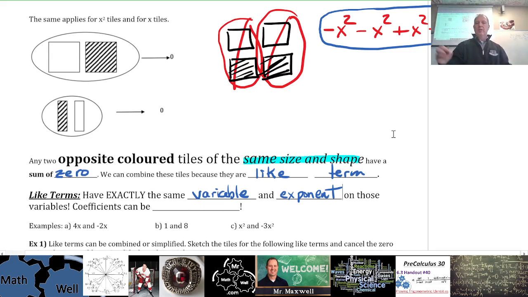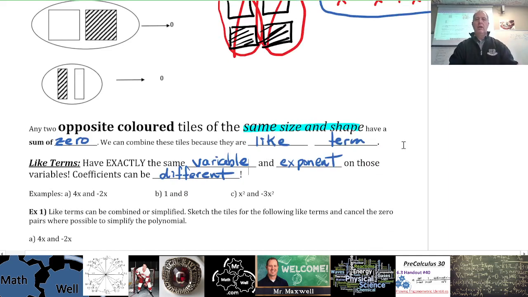Now, in like terms, the coefficients, that are the numbers in front, can be different, okay? The coefficients can be different. So again, I have one apple over here and I have two apples over here. Because they're all apples, they're like terms, and I can gather those together. And I can say I have 3 apples.